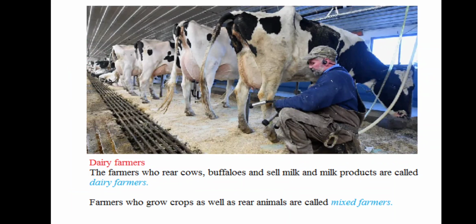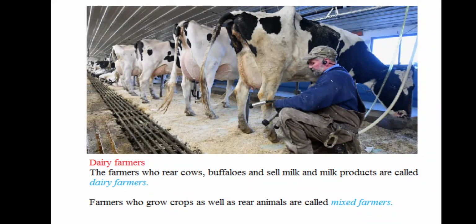Dairy farmers. The farmers who rear cows and buffaloes and sell milk and milk products are called dairy farmers. So dairy farmers are the farmers who are rearing cows and buffaloes. They have many cows and buffaloes in big farms, and they get the milk from them, and they sell the milk and other milk products. So they are called dairy farmers.